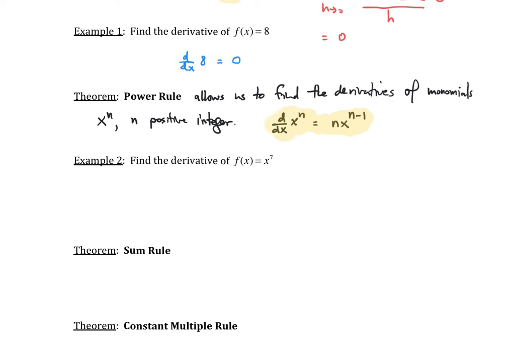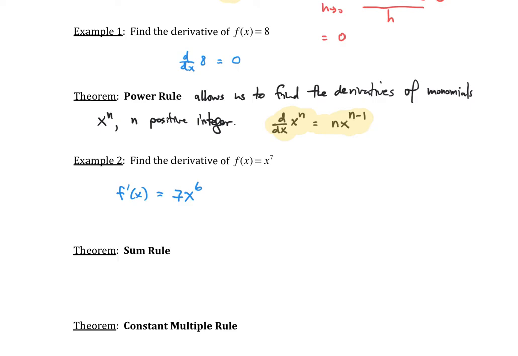Okay. And why don't we take a look at an example? Let's look at example 2. Example 2 says find the derivative of f of x equal to x to the 7th. Okay. So when we go to write f prime of x, we're going to bring down the exponent. So in this case, that exponent is 7. We're going to write our variable, which is x. And then we're going to subtract 1 from the exponent. So 7 minus 1 is 6.